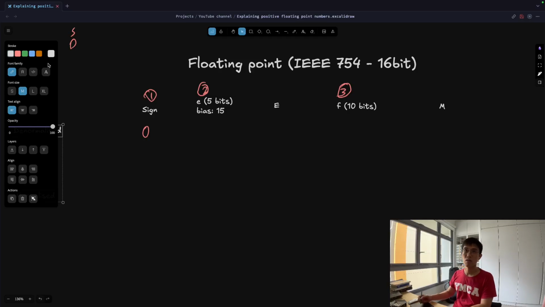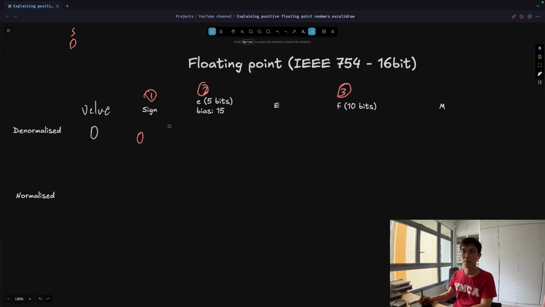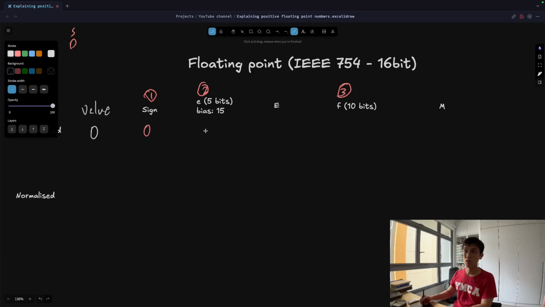I'll just write it down. Value of 0 here. So the sign bit is 0. Then the value of e over here, for denormalized numbers, is always all 0. Let's use the red color. So that's 5 bits, always 0. We'll come to the bias in a bit.